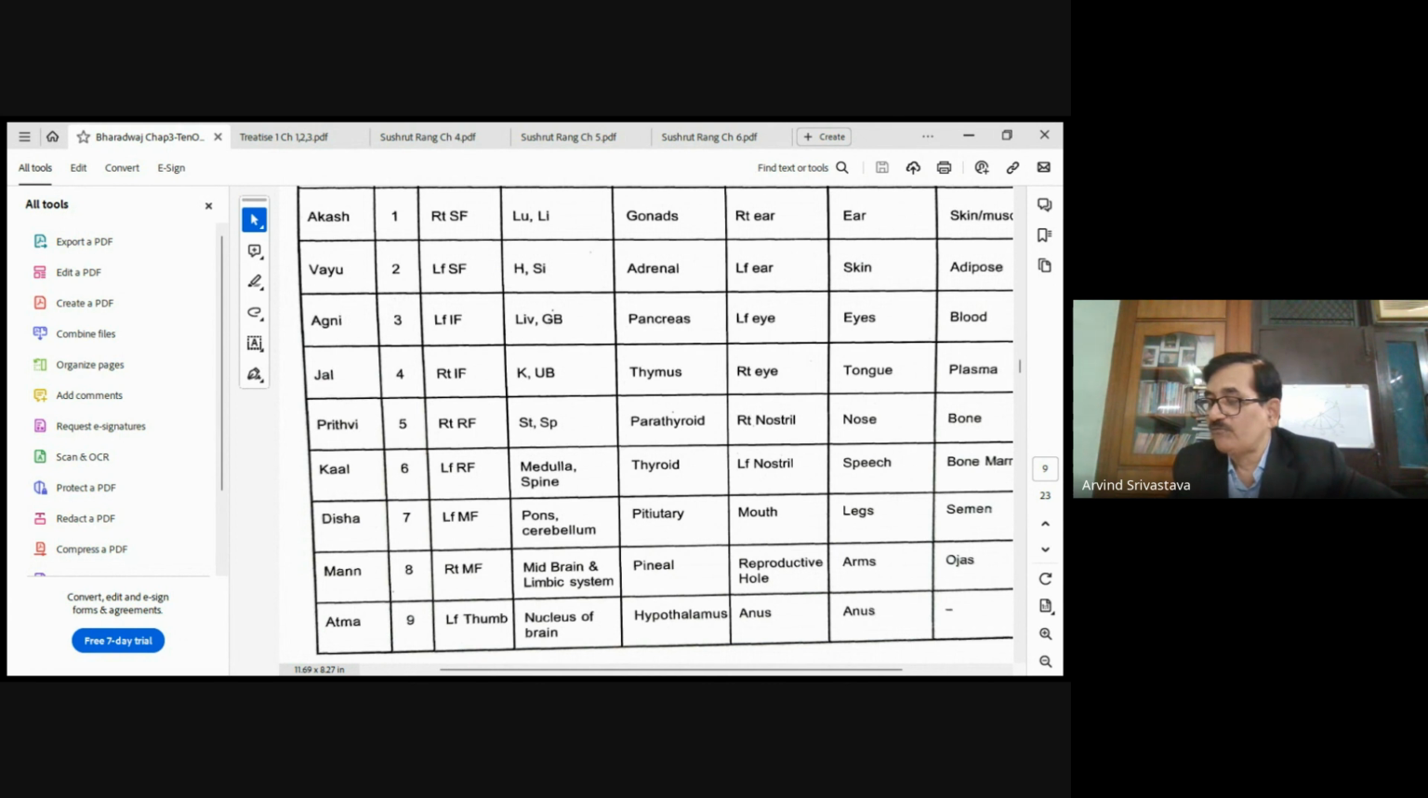When we talk of body holes, there are seven here: two eyes, two nostrils, two ears, one mouth. Seven, one more is the navel, and two organs, reproductive as well as the anus, the excretory one. So this is the plotting.